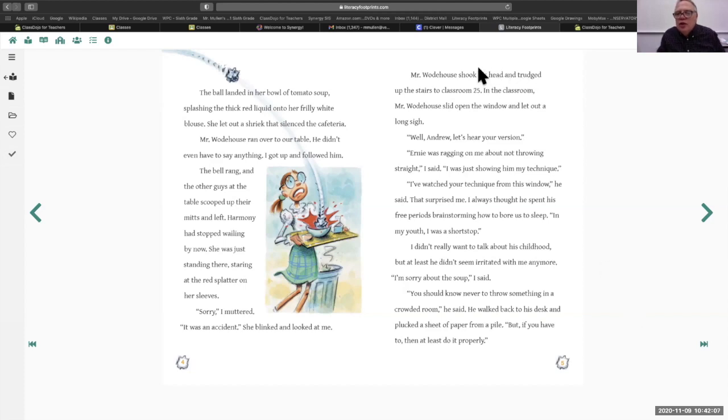And so let's look here and remember our strategy. It is to substitute, read around, and then substitute a word that goes in there that might make sense. So, are we ready? Mr. Wodehouse shook his head and trudged up the stairs to class 25. Okay, what's another word for trudged? From the context, we can tell it has to do with something like walking, okay? But give me a word that you would substitute for trudged.